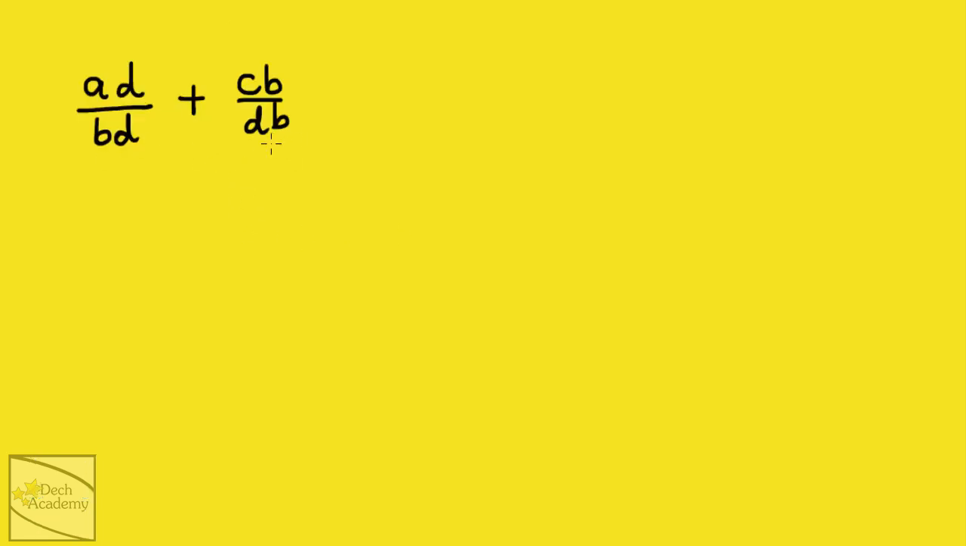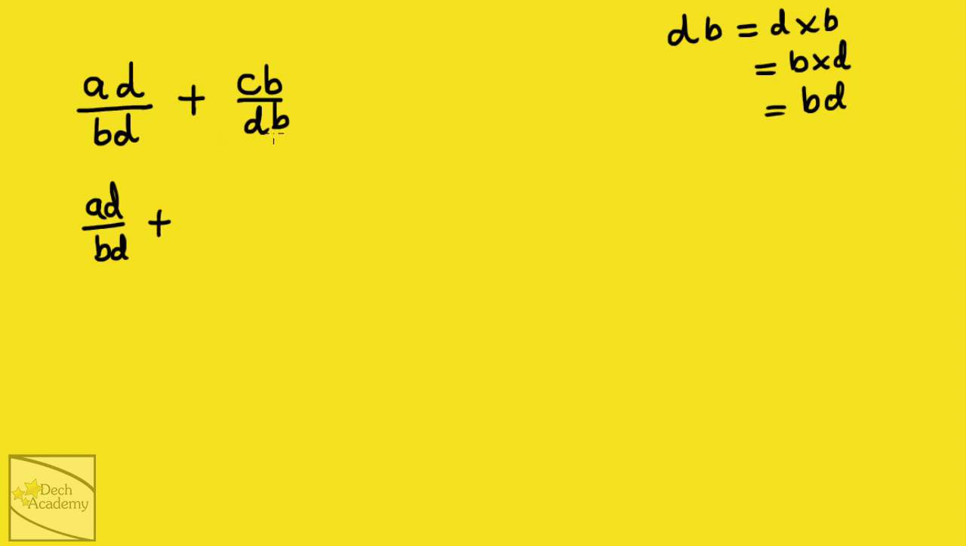One thing you need to notice is that db means d times b, which is the same thing as b times d, which is bd. So ad over bd plus cb over db is the same as plus cb divided by bd. Now it's very obvious that we have two fractions with the same denominator. So the result of this addition is simply a fraction whose denominator is bd and whose numerator is given by ad plus cb.